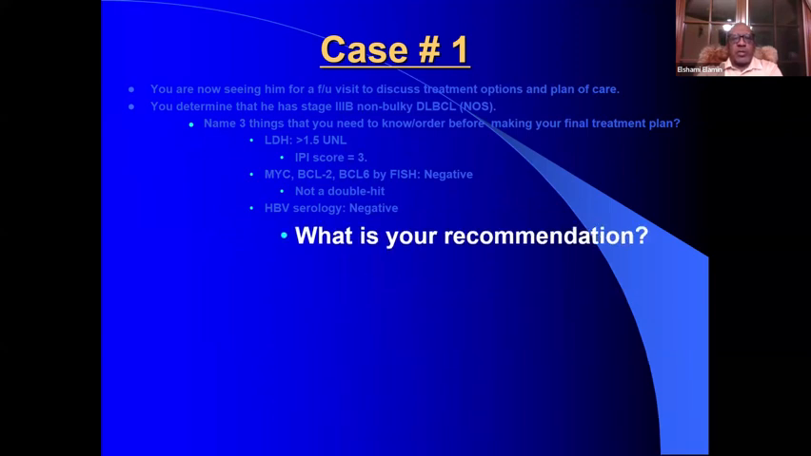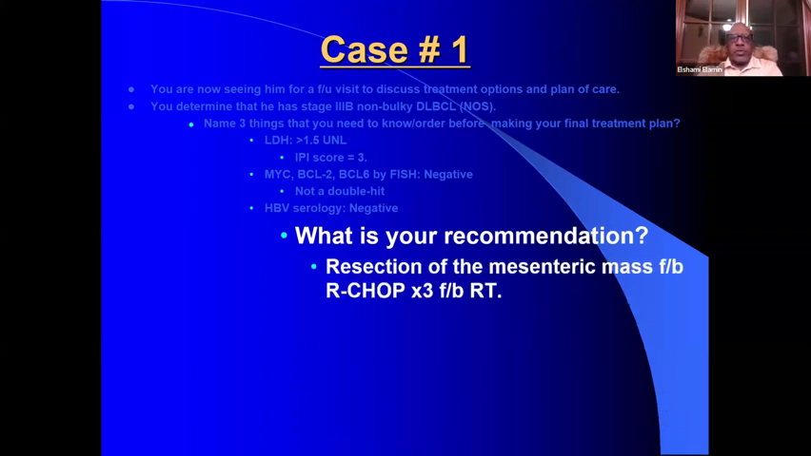So now we're still in the case. What do you recommend for this patient? Now you have all the information. You will be able to give the patient a recommendation for treatment. So here are the options. You give the patient these options. Which one will you choose?